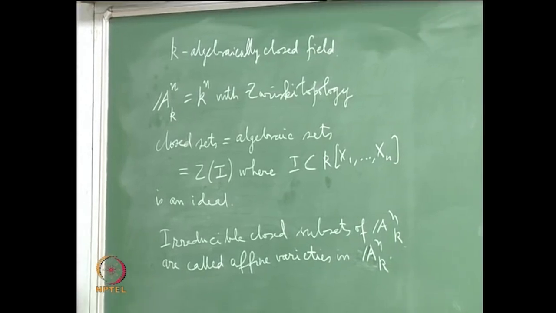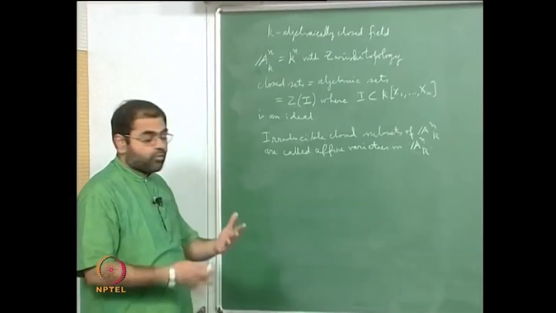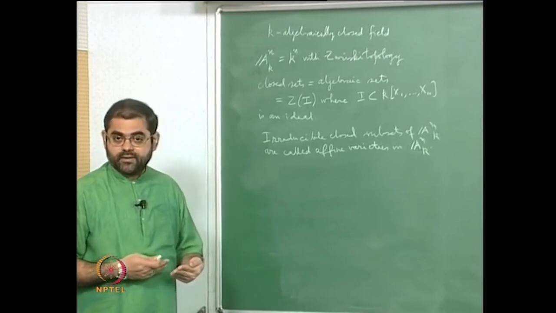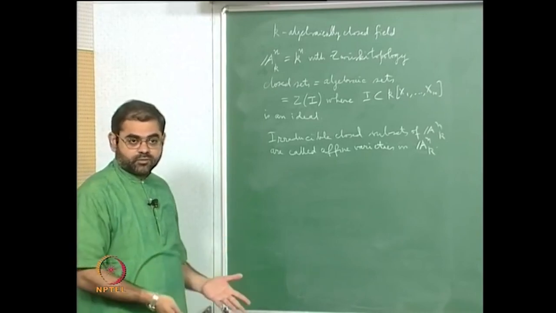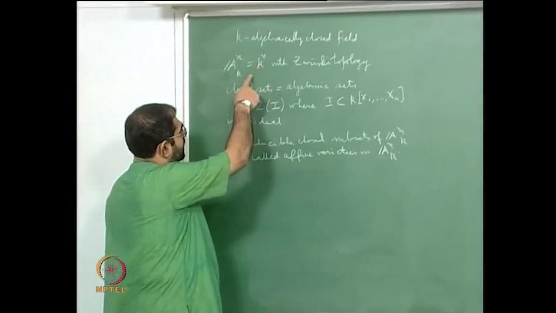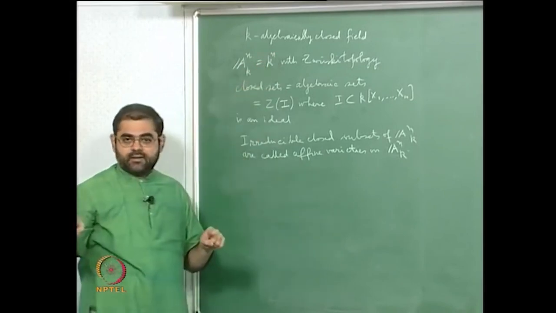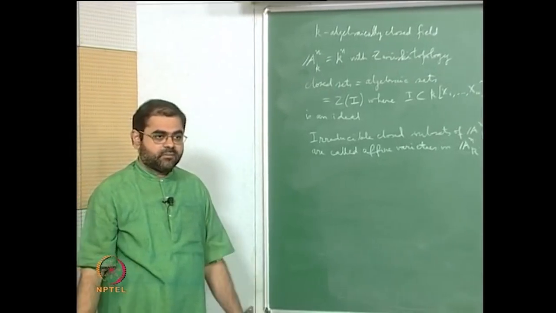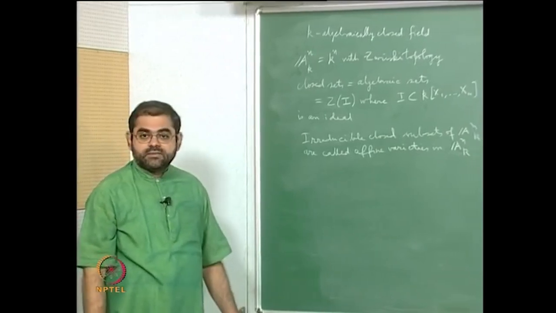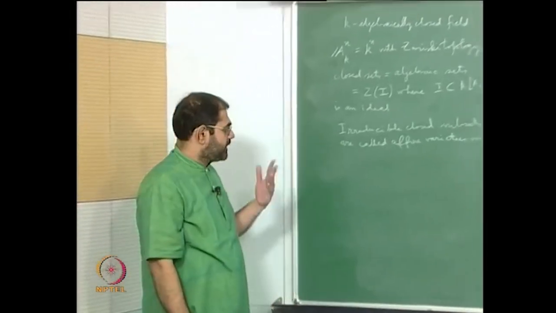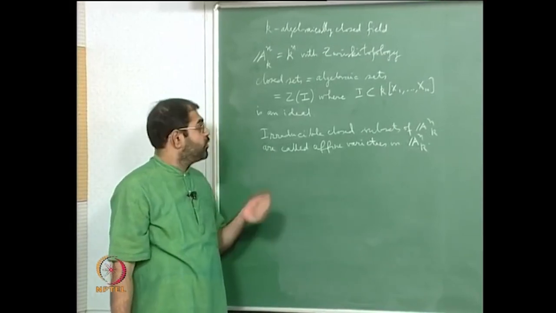Then the other nice thing is, of course, that any two non-empty open sets will intersect. That will tell you that the topology is not Hausdorff. When compared to the usual topology, for example, if you take K to be the complex numbers, then A^n over C, which is C to the n, C cross C cross C, n-dimensional complex space thought of as a vector space, with the Zariski topology is not Hausdorff. That's because it's irreducible, and the whole space is always irreducible.